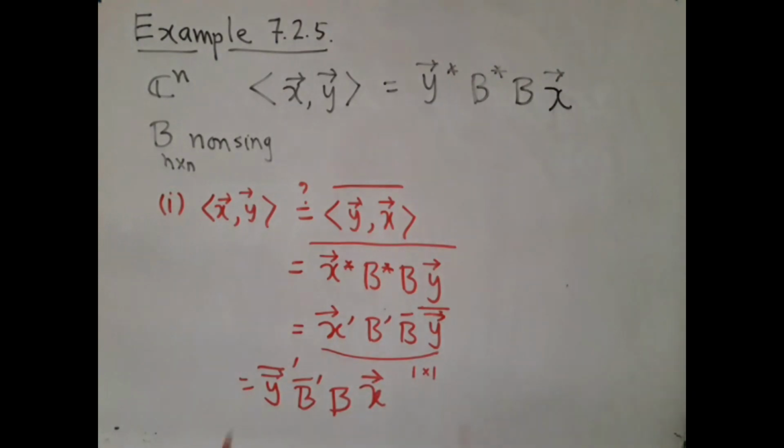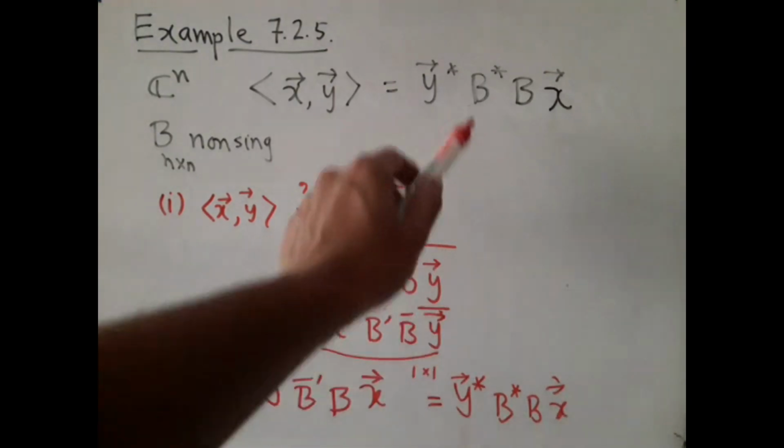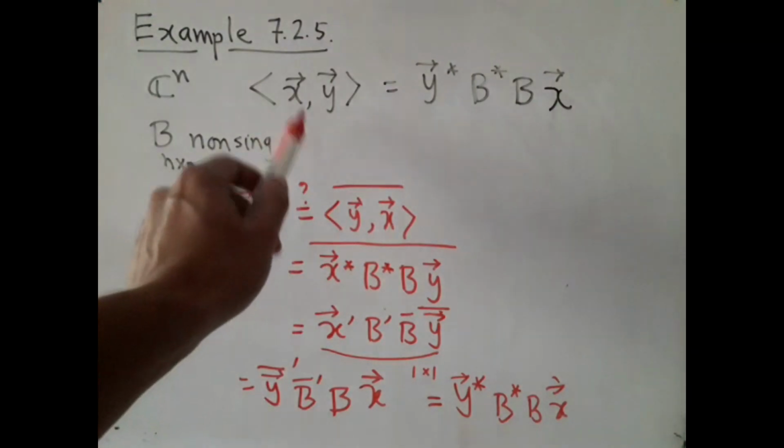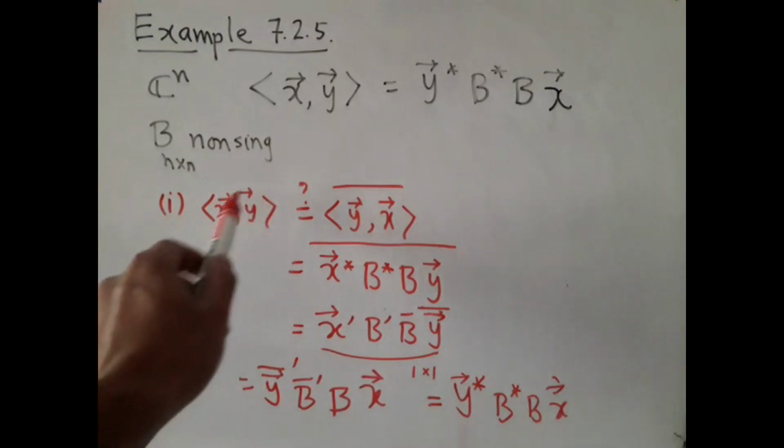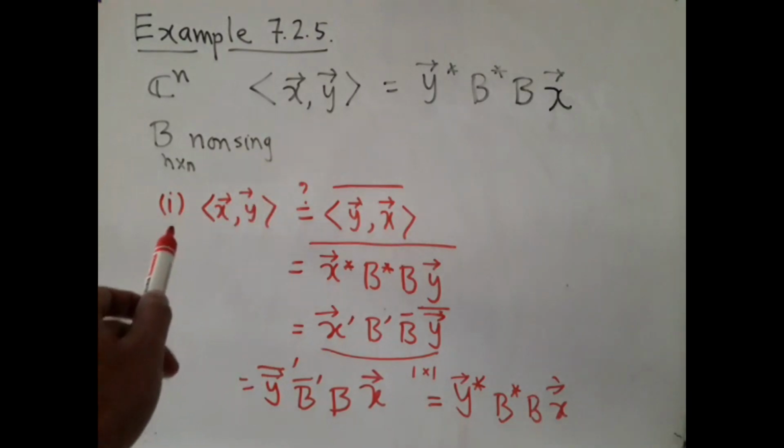Now observe that if I take transpose as well as conjugate, that is what we write as the star operation, so it will be just y star. Similarly, this is b star, and this b remains as it is, this x remains as it is, and immediately I recognize this as the same as this. So I have proved that this is indeed equal to that, and that finishes the proof of property 1.